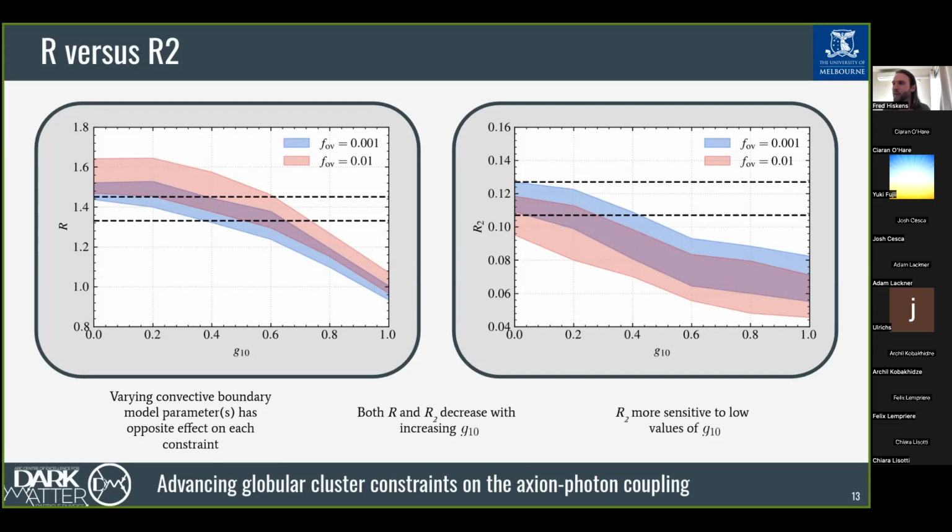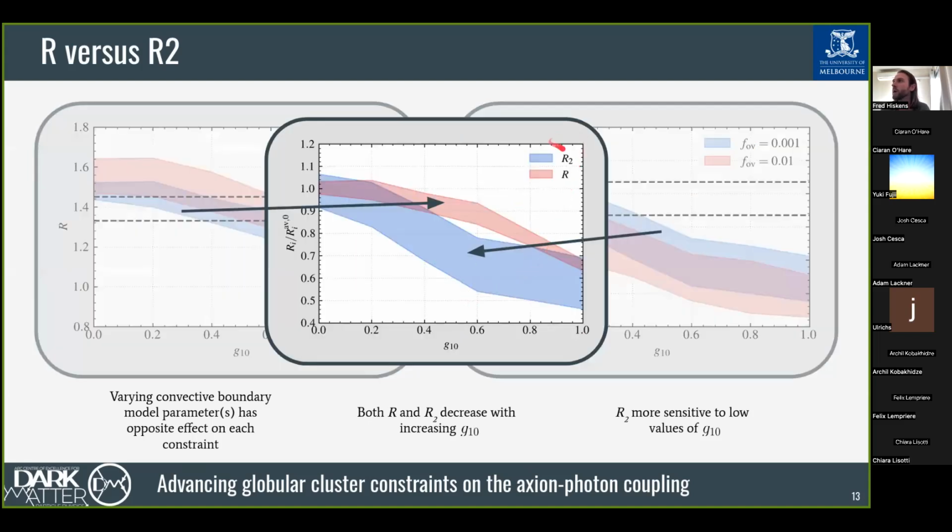It is worth noting, however, that R2 is actually more sensitive to low values of G10. And I grant you this is a little bit hard to see on this plot. So what I'll do is I'll take the two sets of results for this F overshoot equals 0.001, the two blue ones. I'll normalize them to their initial average values and then just superimpose them. So we now have the results for R2 in blue and the results for R in red. And as you can see, these ones for R2 do drop down much faster for these lower values of G10 than the equivalent predictions for R.